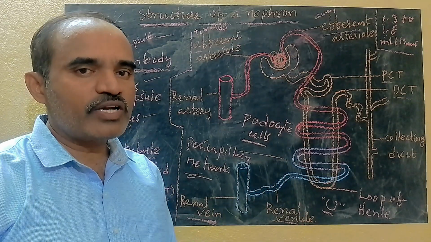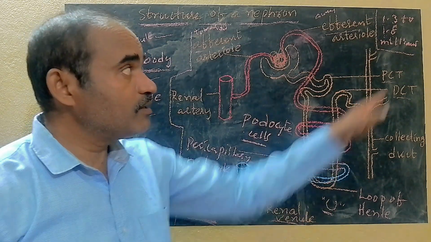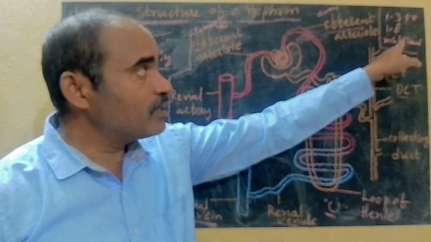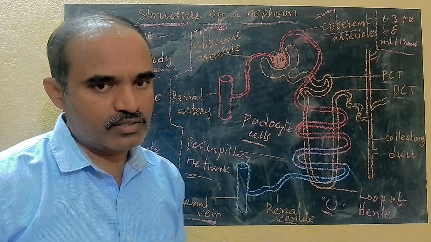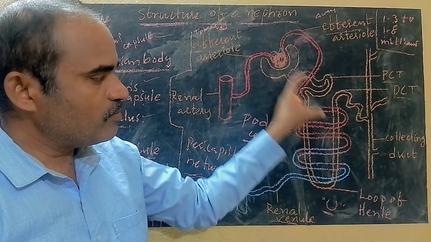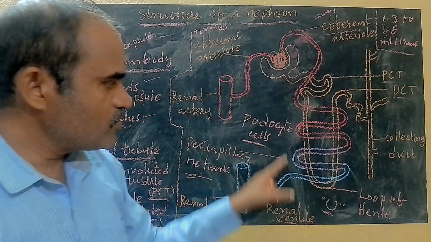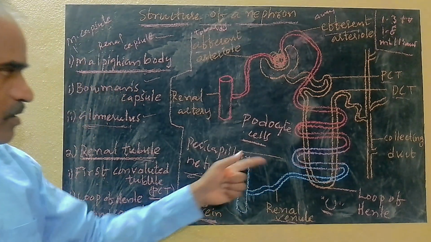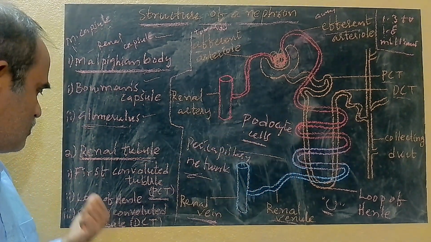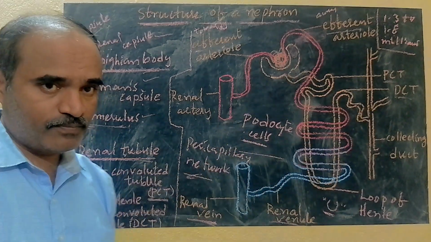Nephrons are also called uriniferous tubules. Each kidney has 1.3 to 1.8 million nephrons. So this is about the structure of a nephron. The renal tubule has three parts: PCT, loop of Henle, and DCT.